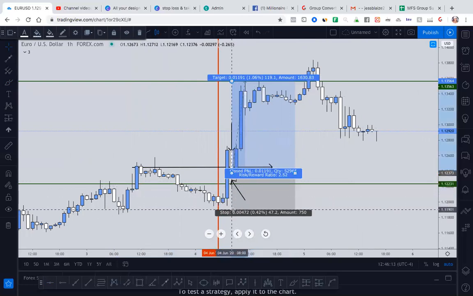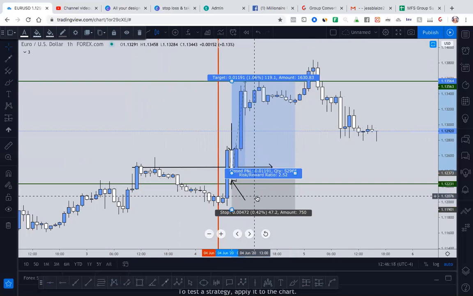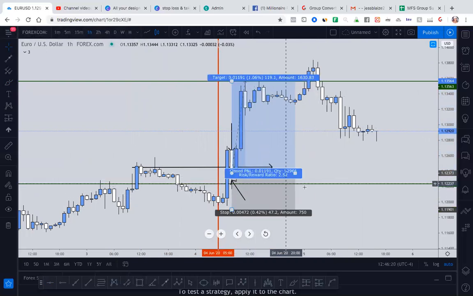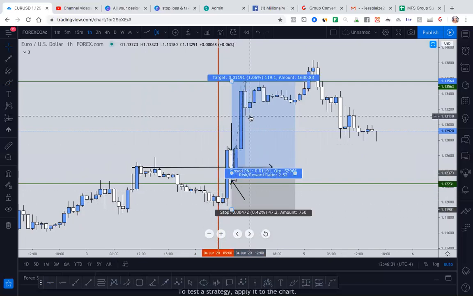Now, if you put your stop loss below this low, that's up to you if you want to do that to be on the safe side. It is a higher risk, but there's nothing wrong with doing that as well. It's just going to be a higher risk. So if you are doing $1 per pip, you're essentially saying you're okay with losing $47 to make $119.